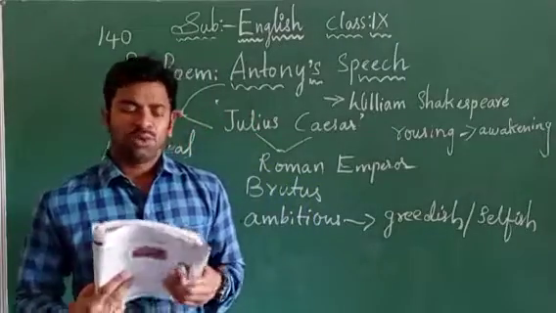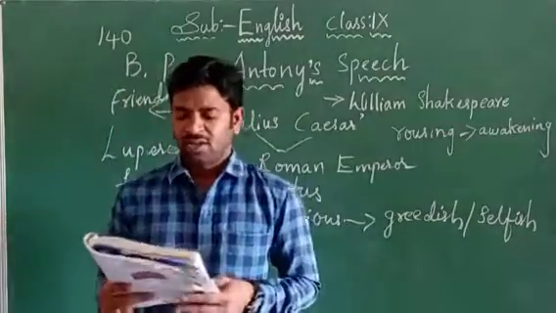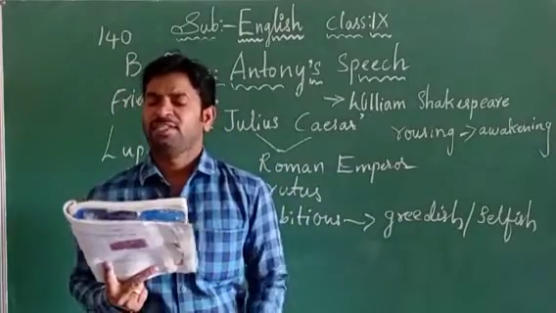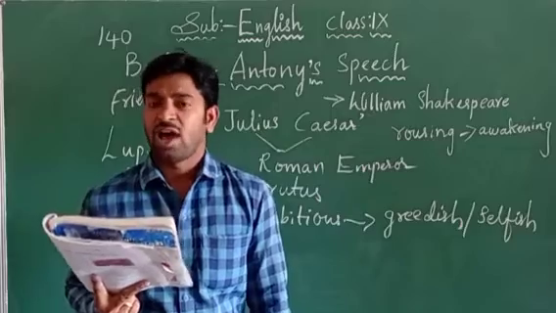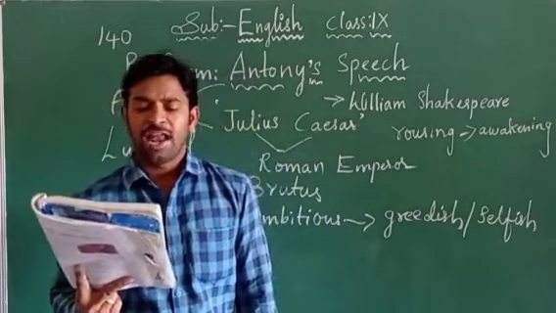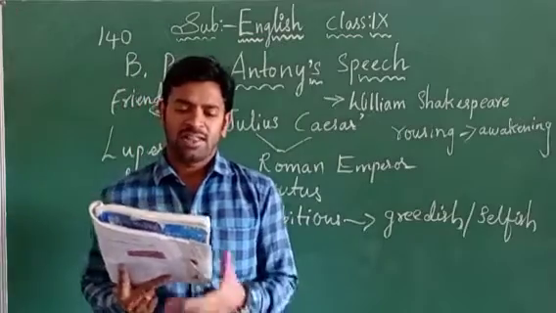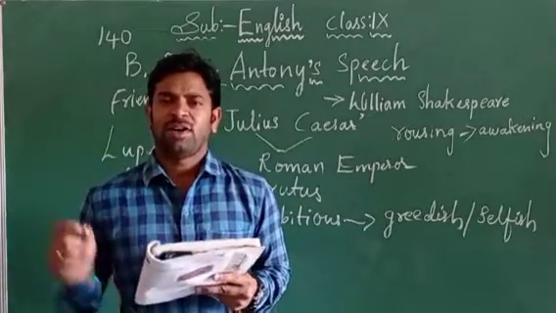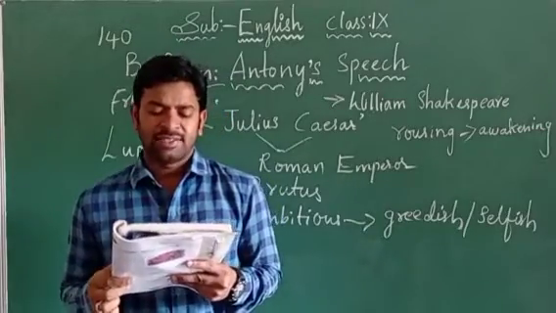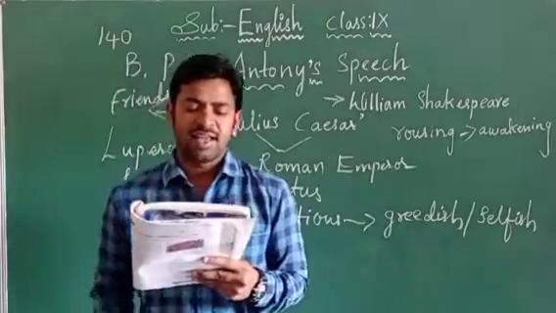Now, let us know about the author. William Shakespeare, 1564 to 1616. That means he was born in the year 1564 and expired in the year 1616. He was an English poet and playwright. A playwright is one who writes dramas and skits. He is widely regarded as the greatest writer and dramatist in the English language.